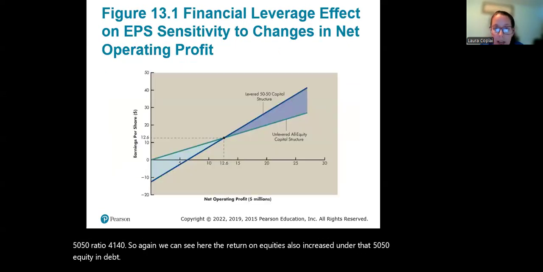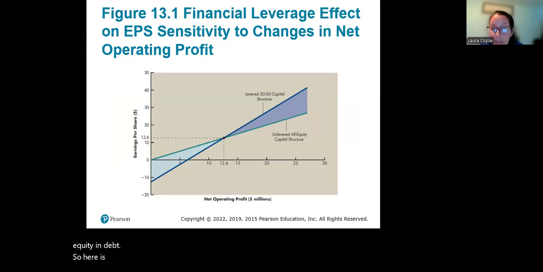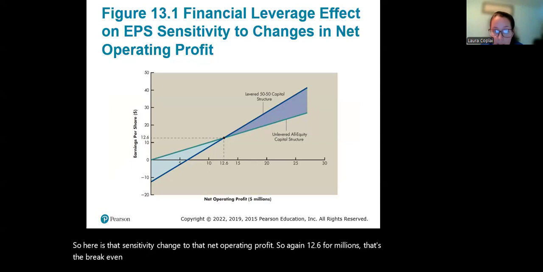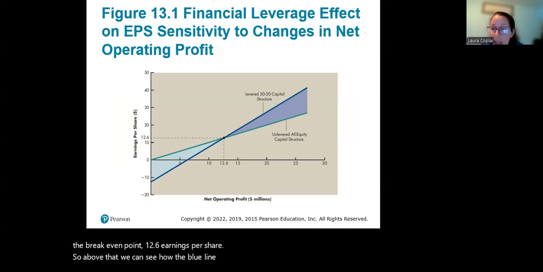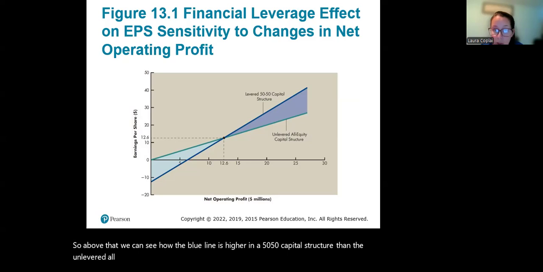So here is that sensitivity change to that net operating profit. So again, 12.6 million, that's the break-even point, 12.6 earnings per share. So above that, we can see how the blue line is higher in a 50/50 capital structure than the unlevered all equity capital structure, which is the lighter blue, teal colored line, to see how that looks, right?